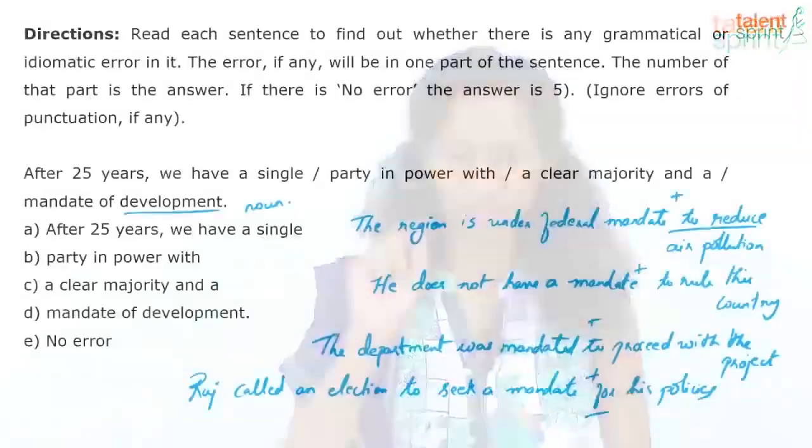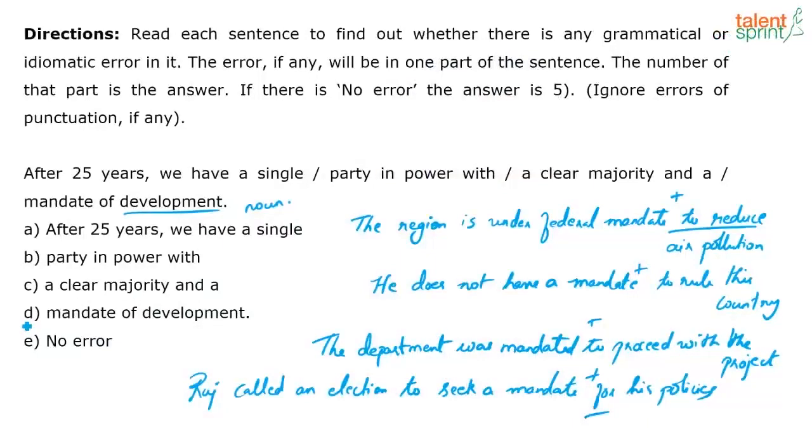So in terms of construction, you can mandate someone to do something, right? Mandate to do something, or there can be a mandate for the purpose of something. So in our context, the third meaning is what is required, right? The mandate is for the development. So the error is in part D, not mandate of development, mandate for development, right? You change of to for. Got it? Yeah?